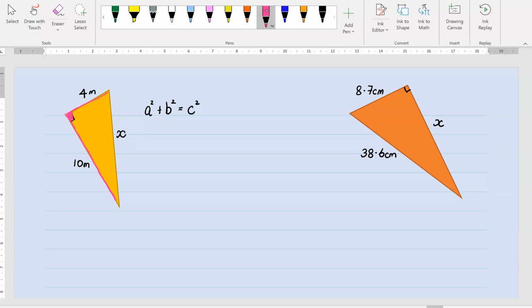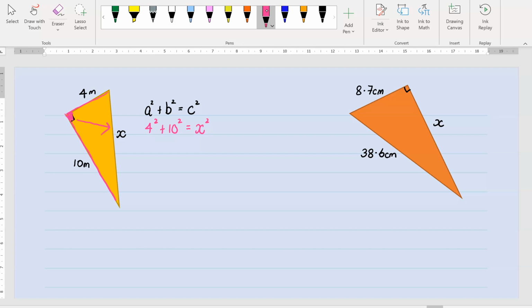It doesn't matter if you write 4 squared plus 10 squared or 10 squared plus 4 squared, but make sure you write one of the two choices, all right? 4 squared plus 10 squared equals, and our c squared, which is our hypotenuse, which is opposite our right angle there, that is going to be what we call x squared.